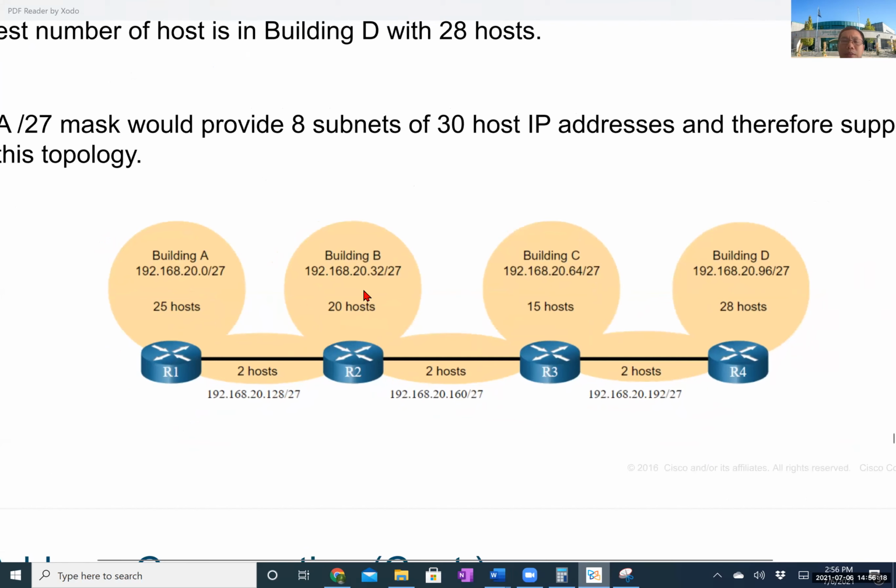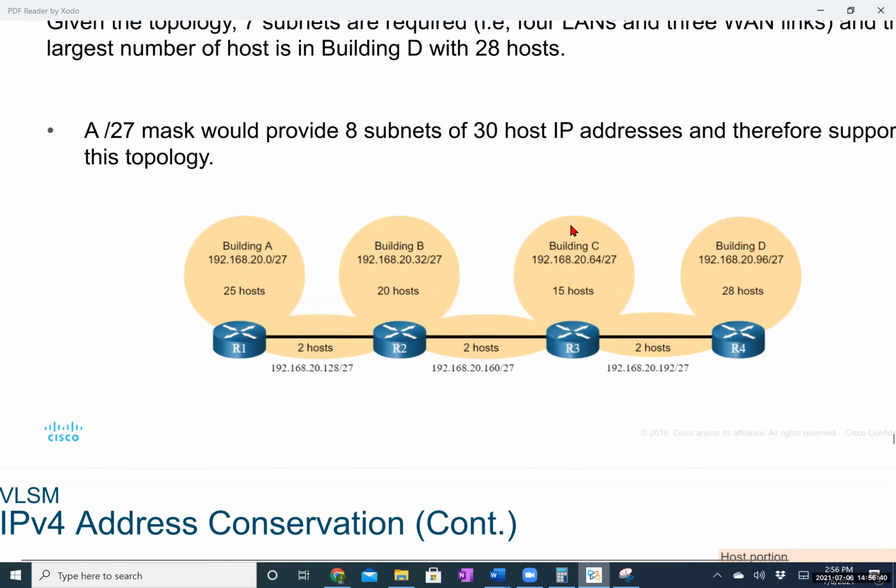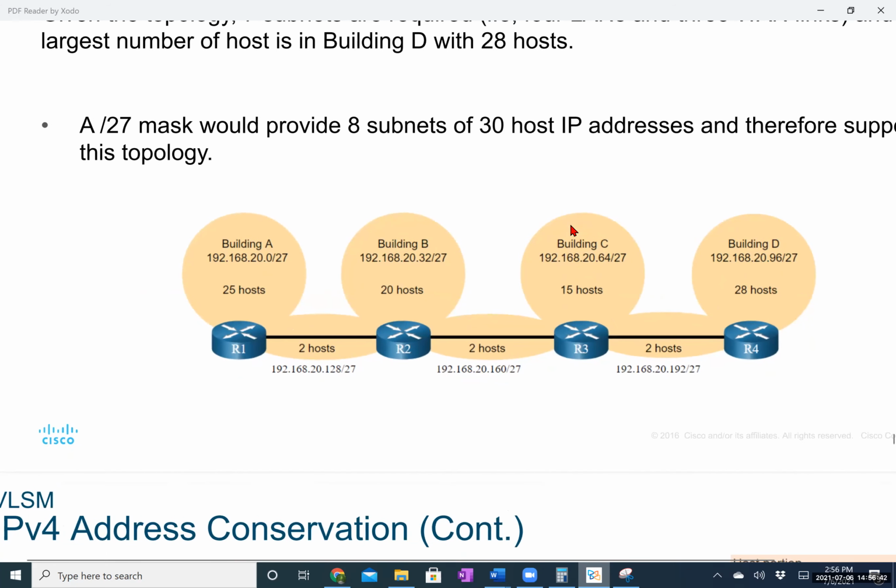If you look on this one, if you look on the topology here, what do you think? How many subnets do you need to have? If you look on the topology here, how many subnets do you need to have? Any idea? How many subnets do you need to have for this one? We need to have 4. Sorry? We need to have 4 subnets. No.